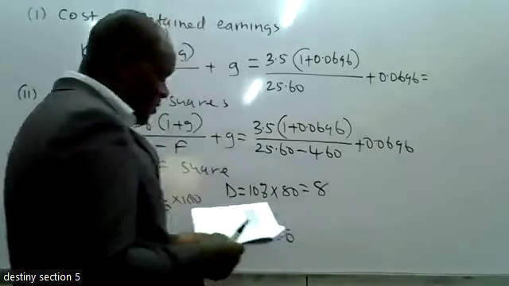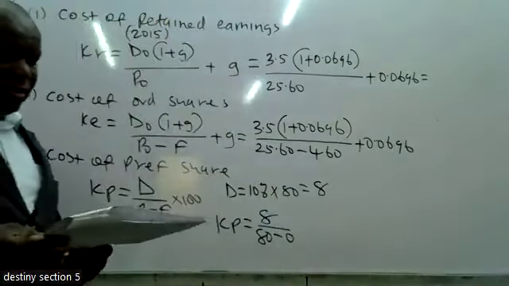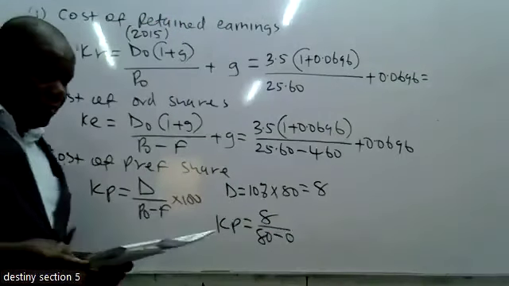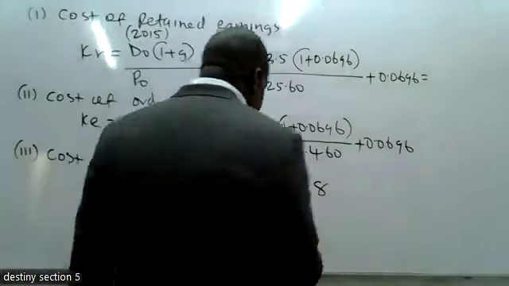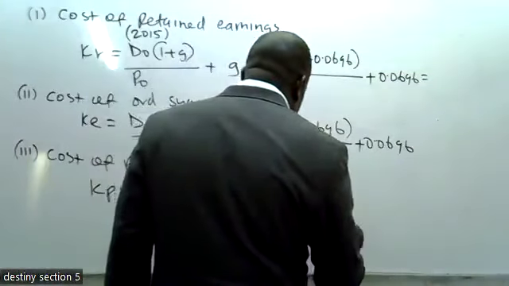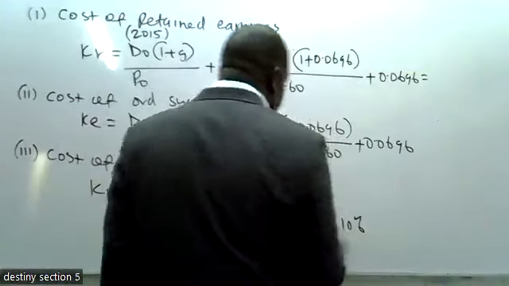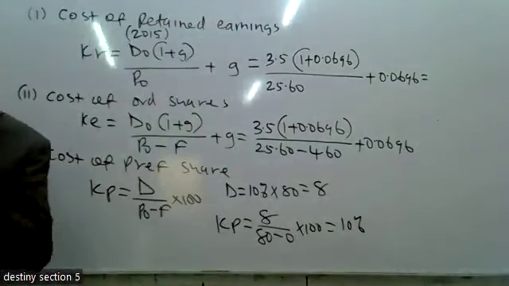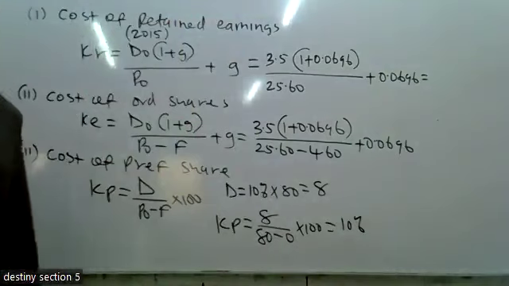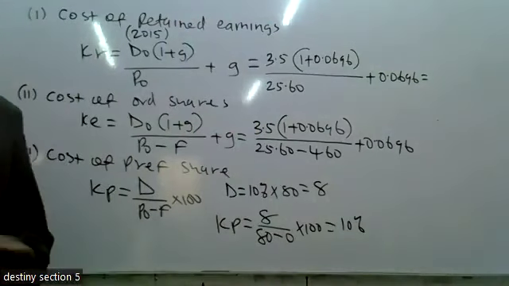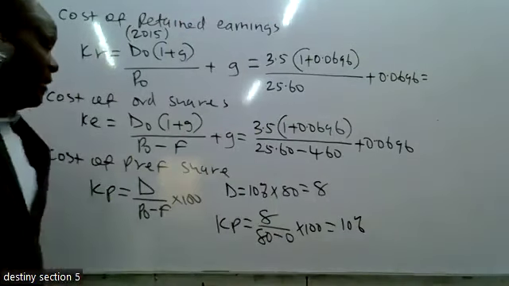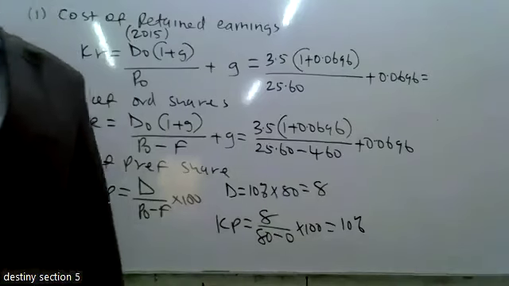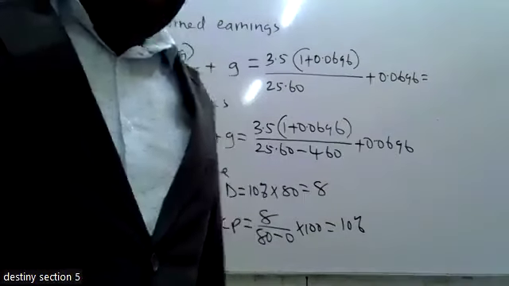So the question did not provide any flotation cost on the preference share. So when you express it as a percentage, it will simply go back to 10%. There was no flotation cost, and it was issued at par, so that cost of capital will just remain at 10%. So we go to the debentures.